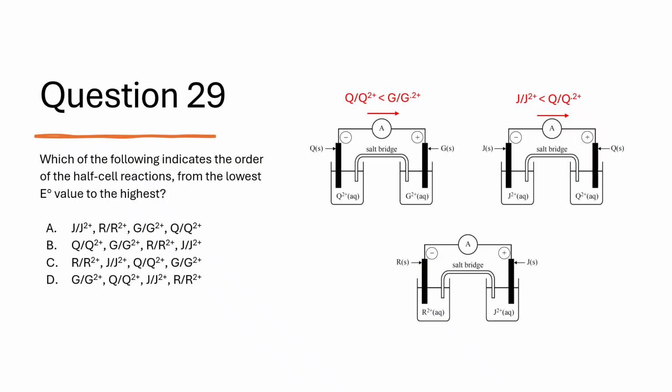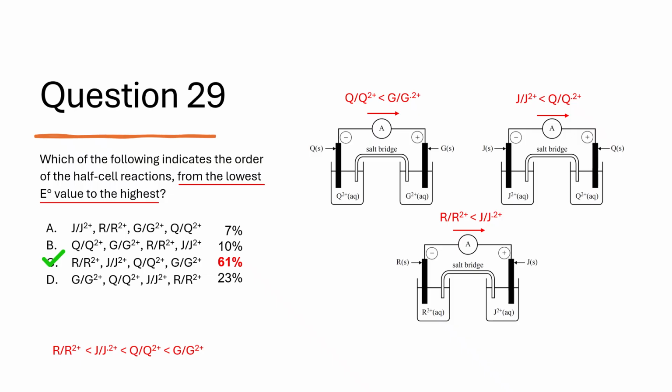than J ions. In an R|J cell, R is the negative electrode, anode, meaning R loses electrons and is oxidized. This indicates that R is a stronger reducing agent than J. Based on these observations, we can establish the following order of reducing strength, from strongest to weakest: R greater than J greater than Q greater than G. Since a stronger reducing agent has a lower standard electrode potential, the order of the half-cell reactions from the lowest E value to the highest is R less than J less than Q less than G.